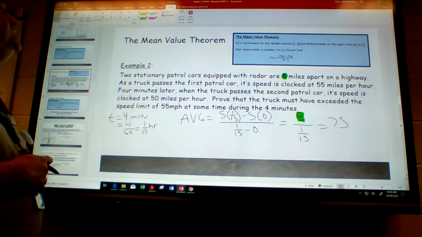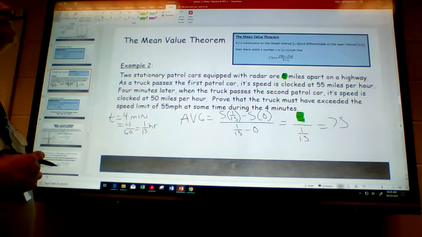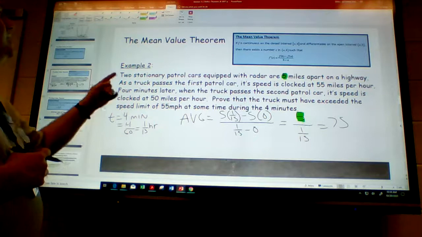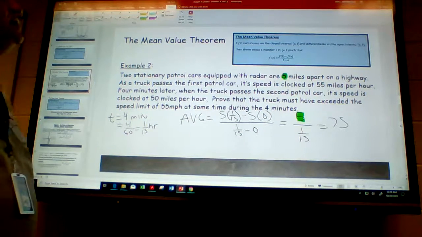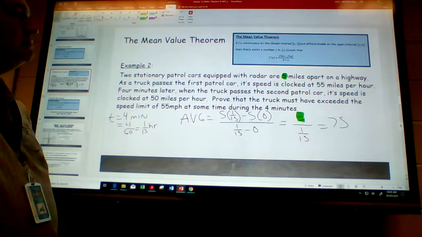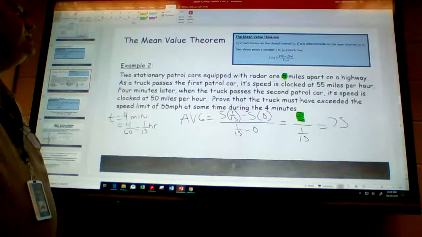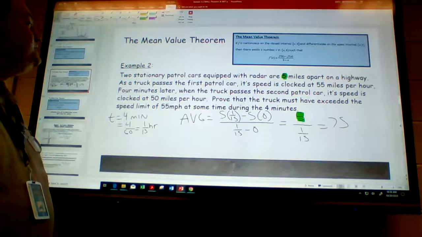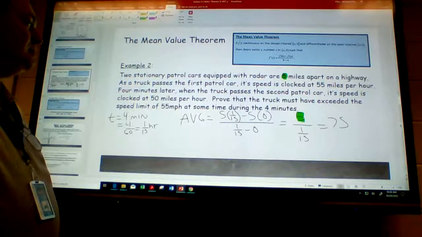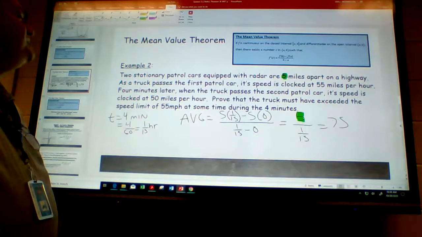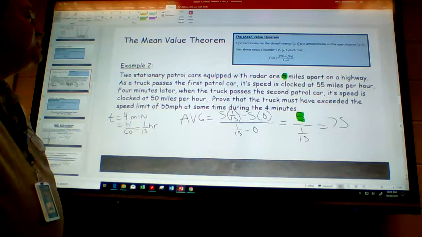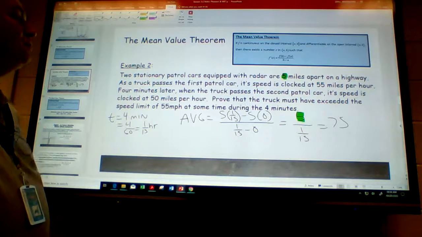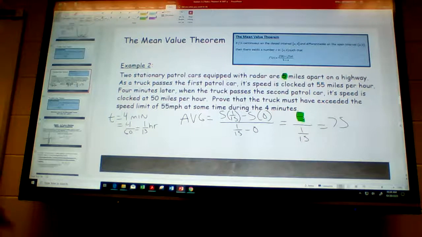It says two stationary patrol cars equipped with radar guns are 5 miles apart on the highway. As a truck passes the first patrol car, he is clocked at 55 miles per hour. 4 minutes later, when the truck passes the second patrol car, its speed is clocked at 50 miles per hour. Prove that the truck must have exceeded the speed limit of 55 miles per hour at some point during the 4 minutes. Okay, so here's what we need to know.